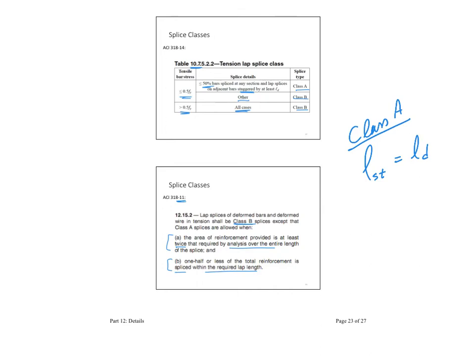Now, if you ended up being Class B, then what happens? Then your LST equals 1.3 LD. Again, you always also compare to 300. You always compare to 300 millimeters. Okay? So make sure that you remember these 2 differences between them.